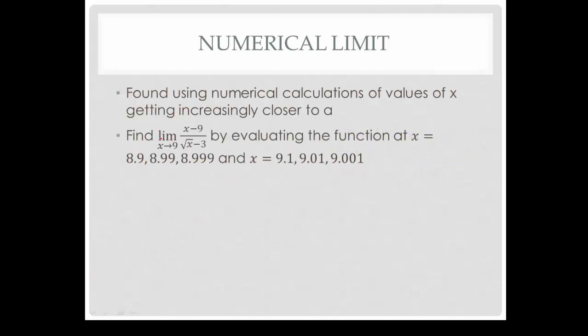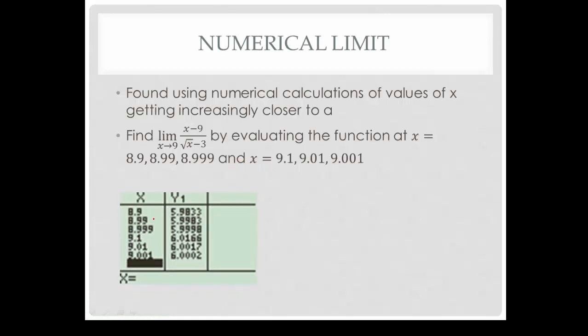Let's find the limit as x approaches 9 of the function (x minus 9) divided by (the square root of x minus 3) by evaluating the function at x equals 8.9, 8.99, 8.999, and x equals 9.1, 9.01, 9.001. Notice in both of these cases you're getting numbers that get very, very close to 9 without actually achieving 9. If we take a look, here are my calculations on those.